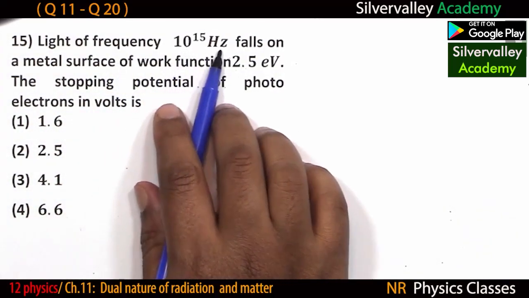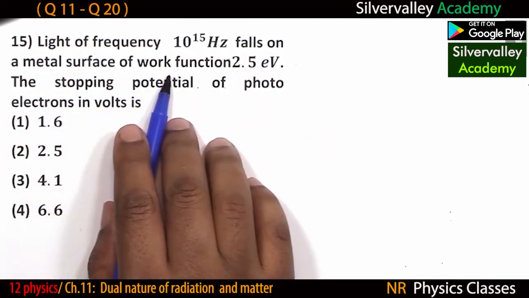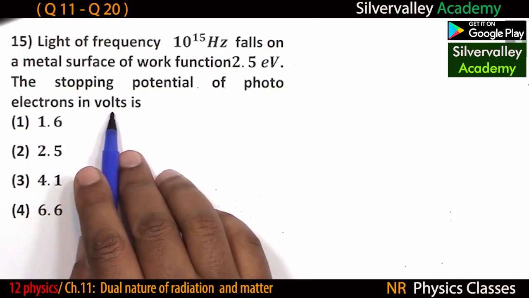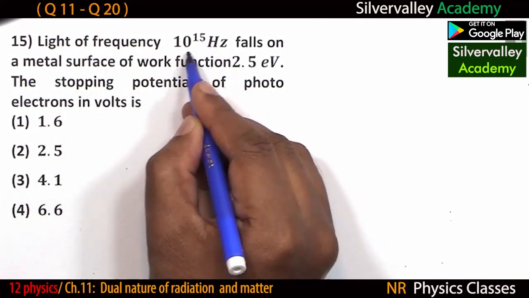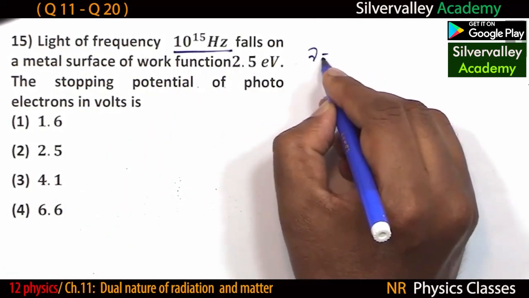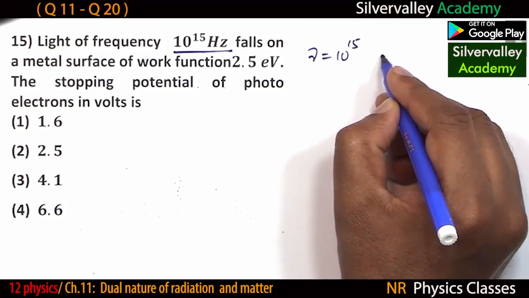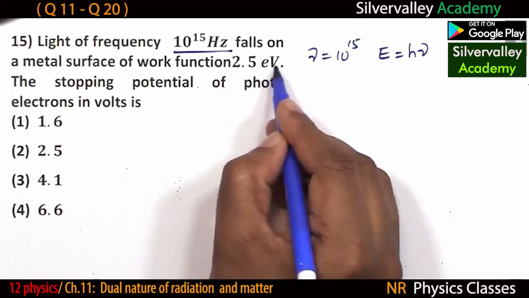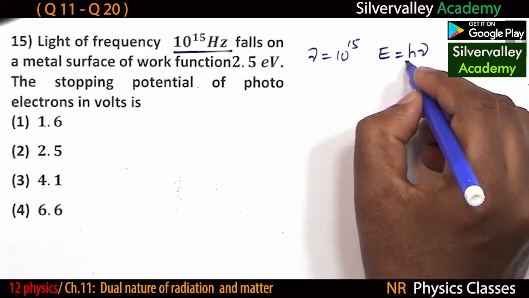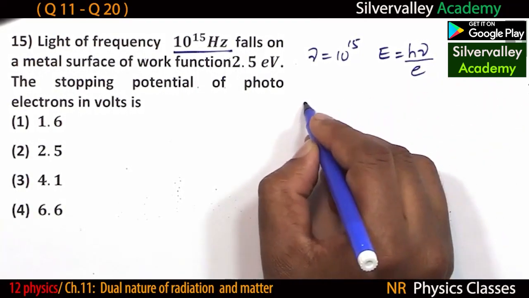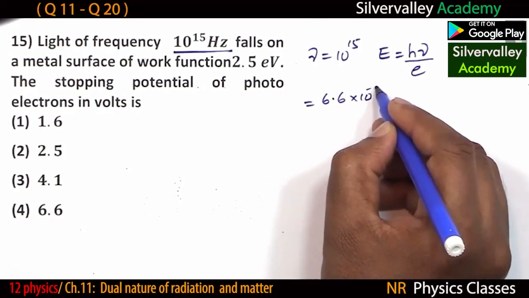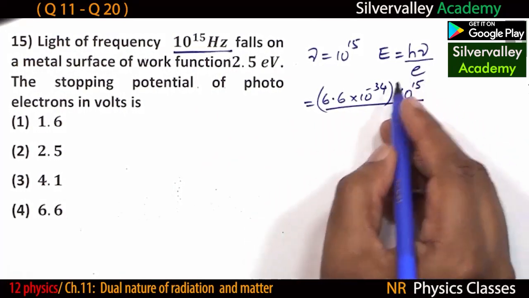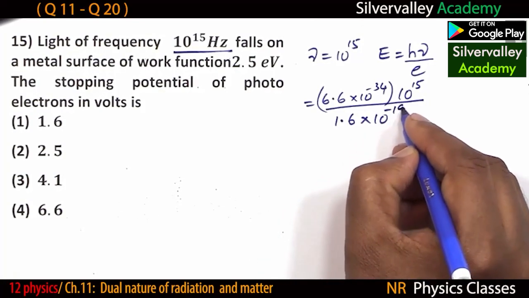Light of frequency 10 to the power of 15 Hertz falls on a metal surface of work function 2.5 eV. The stopping potential of photoelectrons is? So nu is 10 power 15, which gives energy. Energy is h nu. To find stopping potential, kinetic energy should be in eV. Okay. So here only let us divide this by charge of electron. So h is 6.6, 10 power minus 34, frequency is 10 power 15 by charge of electron 1.6, 10 power minus 19.